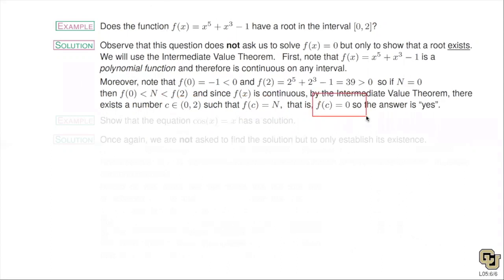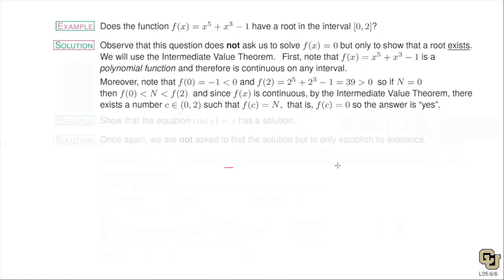Basically, we've shown that there is a root. We haven't found the root, but by using the continuity properties of the function, we're able to assert that, yes, there is a root. And so the next question is, how would we find the root? Actually, we can use the intermediate value theorem to answer that question. This is not anything we're going to do in this class, but how would we find the root?